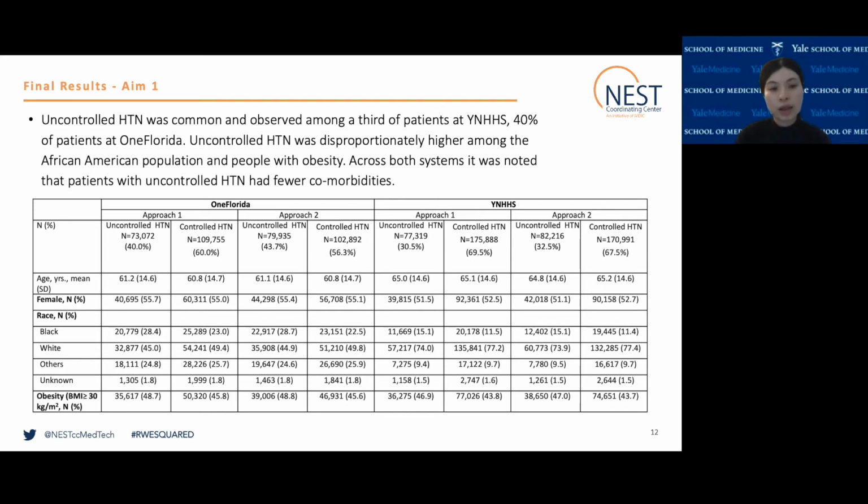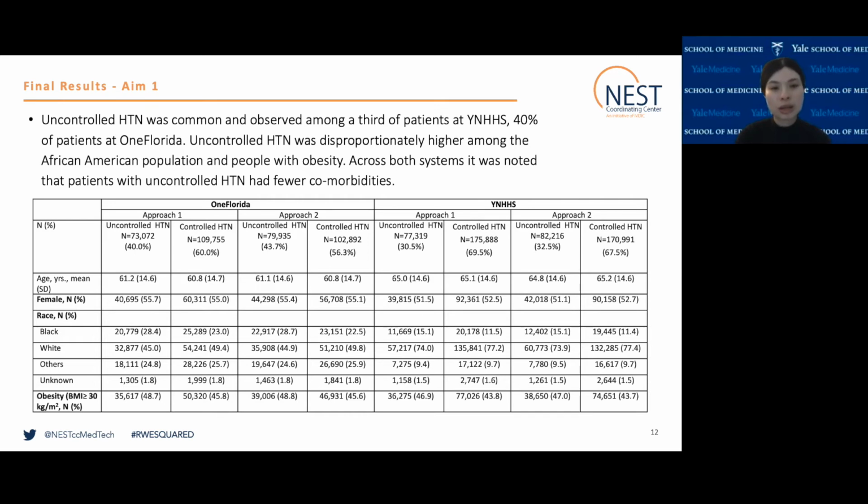Now we look at different characteristics associated with uncontrolled hypertension. The age and gender distribution looks quite similar between controlled versus uncontrolled hypertension. Now we look at the race distribution. We found that African Americans are disproportionately affected by uncontrolled hypertension. The percentage is higher among Blacks, and also among those people with obesity.